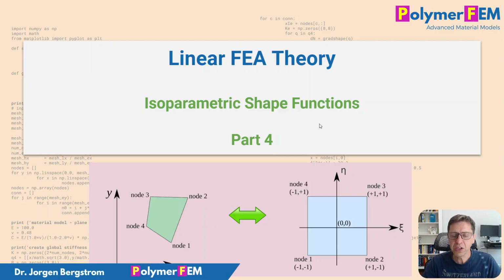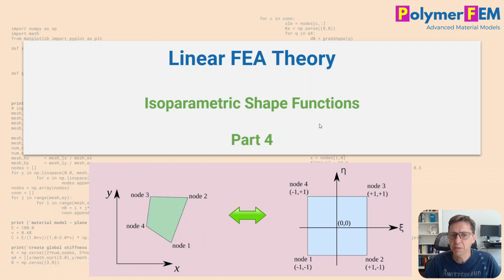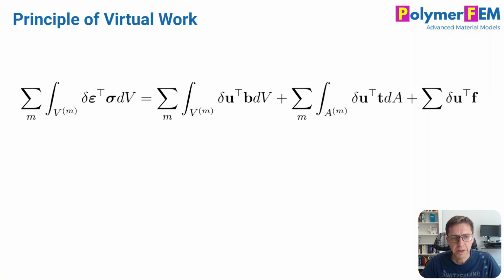Hi, today I'm going to continue my discussion about linear finite element theory. This is part 4 in my series about finite element theory. In parts 1 and 2, I talked about a Python implementation that I created for calculating stress and strain for two-dimensional problems. And in part 3, I introduced the principle of virtual work, which turns out to be really hard to solve by itself. In order to do it effectively, we need something called isoparametric shape functions, which I will talk about today.